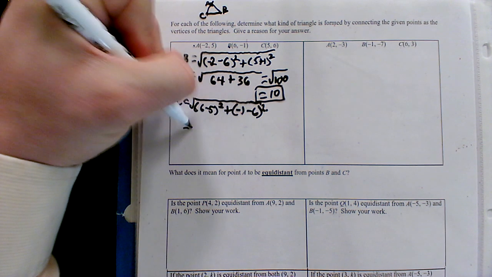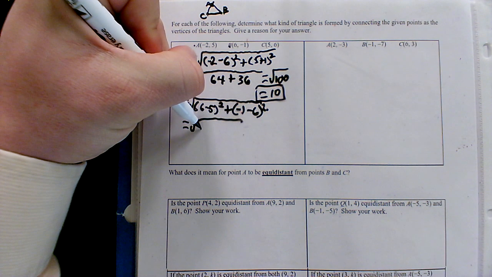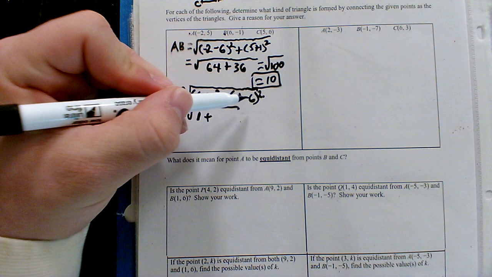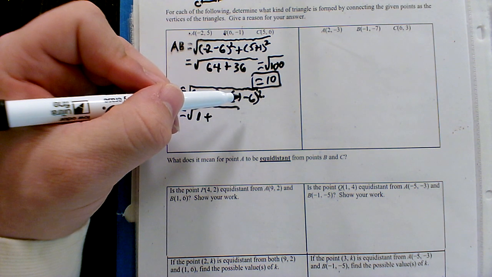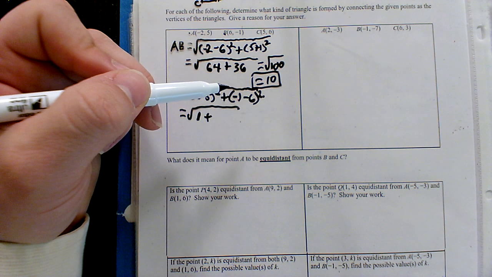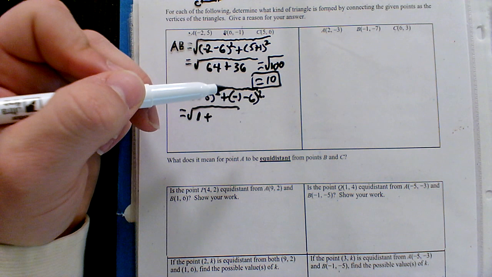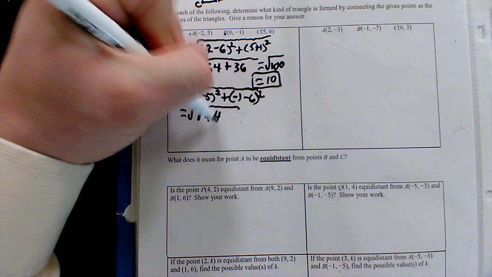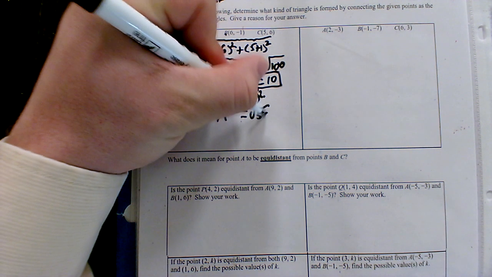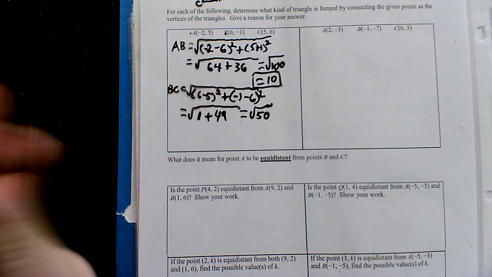So we would get square root of 1 squared, which is just going to be 1. Negative 1 minus 6, you get negative 7. Negative 7 squared is 49. So we get square root of 50.